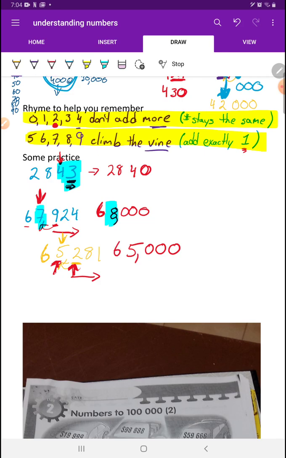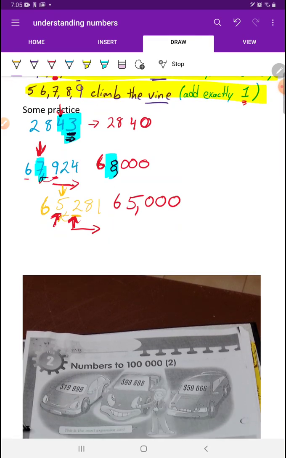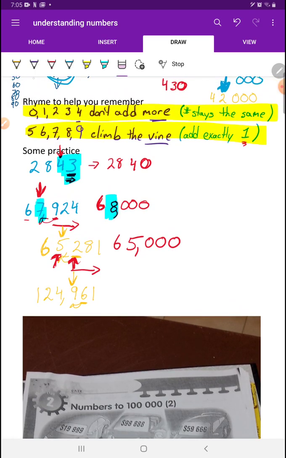Okay? And the last one we're going to do, and this is probably the hardest one, a lot of you are going to have trouble with, is let's say we have a number like 124,961. Okay? And we're going to round to the hundreds place this time. The place value is important, okay? We want to round to the hundreds place. Now, the one that tells it what to do, that's the 6. The 6 is a bossy one. And the 6 is going to tell the 9. Well, we know. We look up here, and we see the 6 is right here. That's adding exactly 1. And the 9 has to add exactly 1.